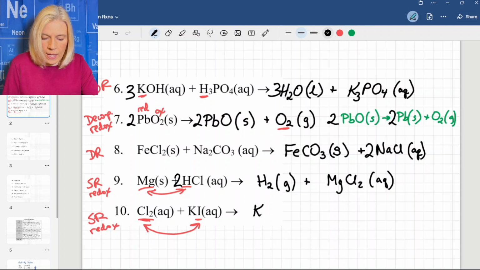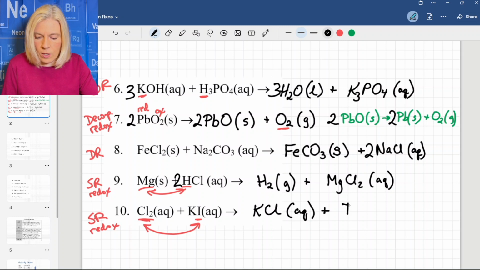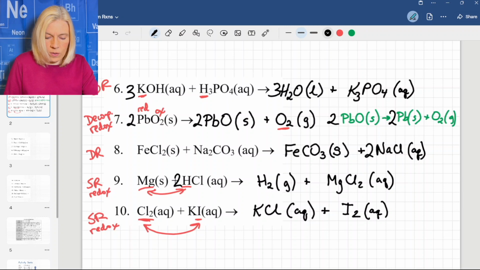So it's going to be KCl, potassium chloride, that's AQ, plus we're going to have I2. And a little bit of it will be dissolved in water. You can put solid, you can put AQ. And we need to balance it.